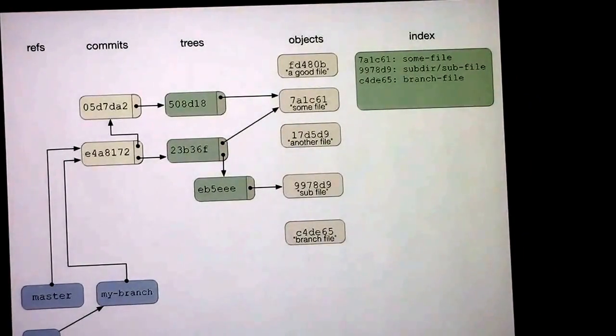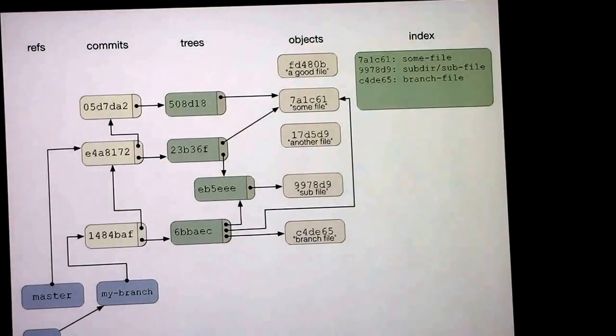So we've got our index, we've got our branch file. What does a commit do? It makes a tree object that points to the state of the repository at that point in time, and a commit object that points to that tree.